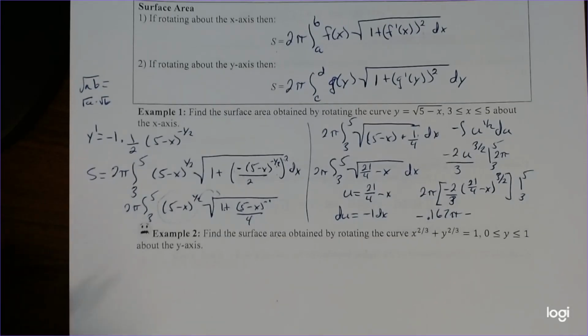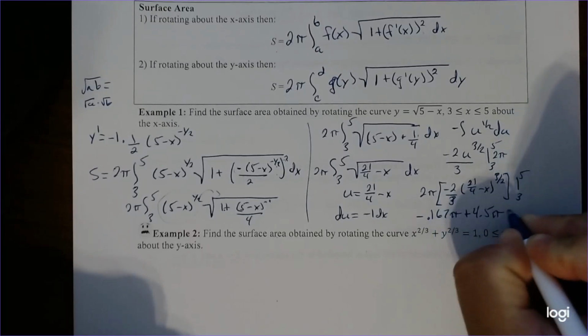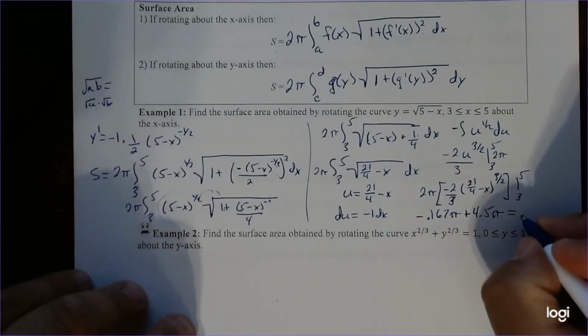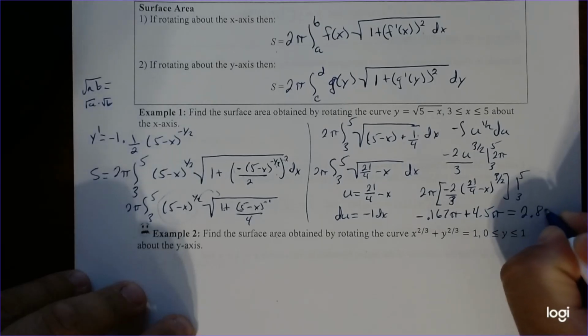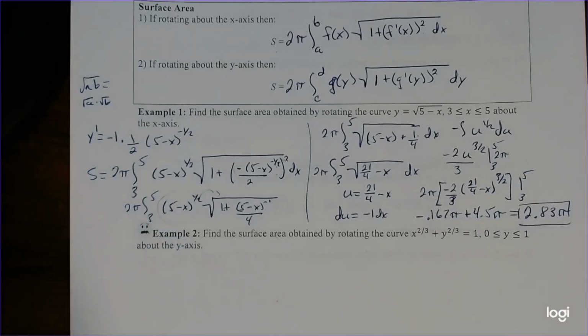So negative negative makes a positive, 4.5 pi. And finally, we just add them together. So approximately 2.83 pi. And there is our surface area. So not too bad when it comes to it.